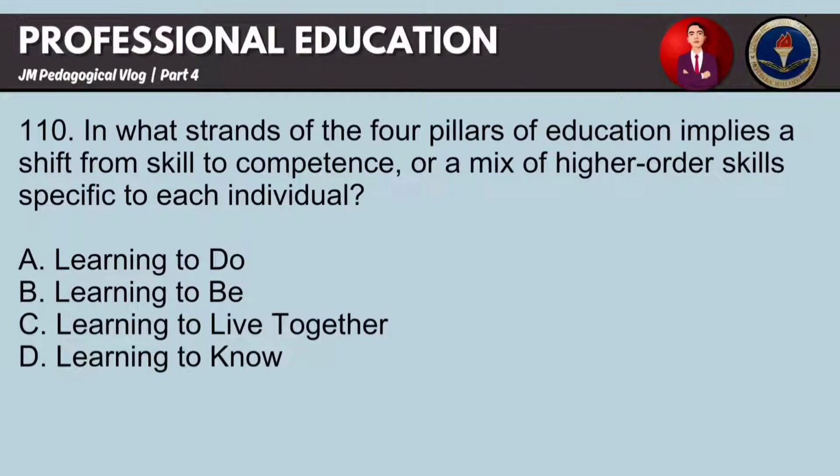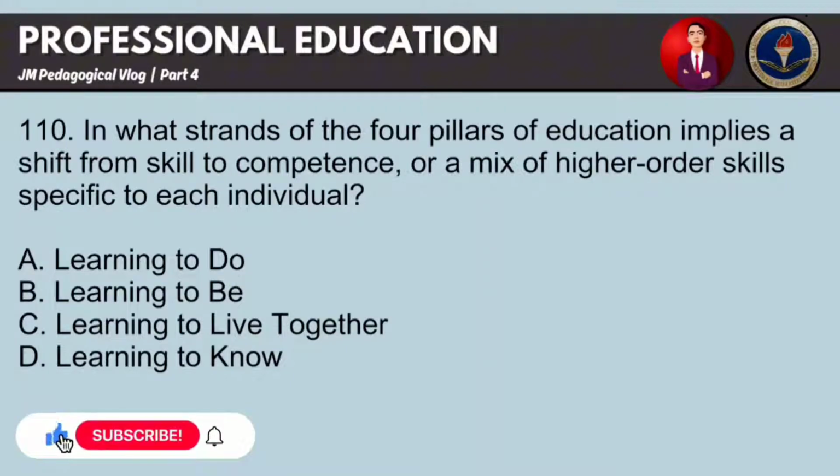In what strands of the 4 pillars of education implies a shift from skill to competence, or a mix of higher-order skills specific to each individual? A. Learning to do. B. Learning to be. C. Learning to live together. D. Learning to know.